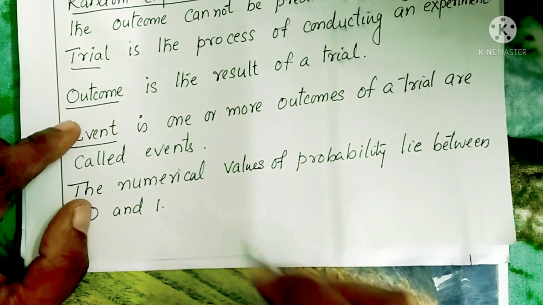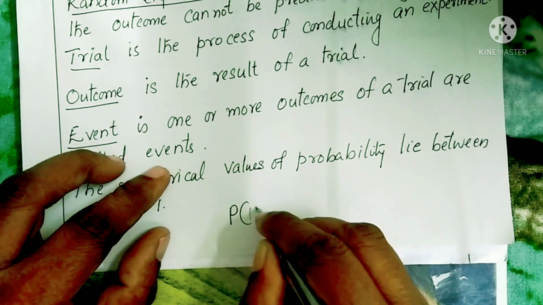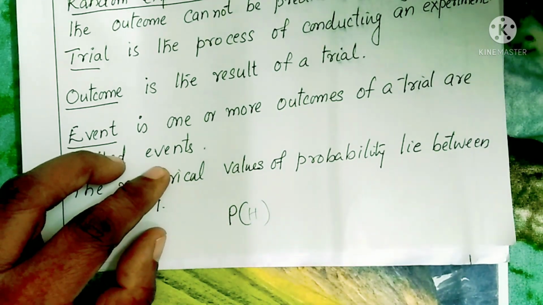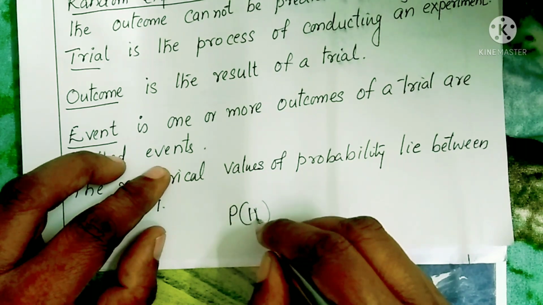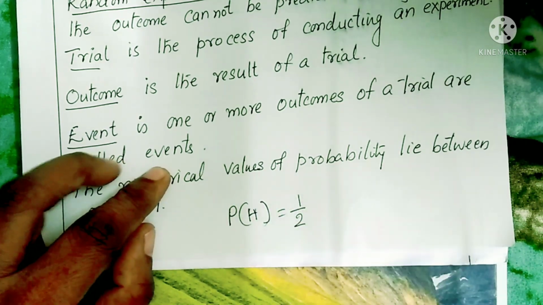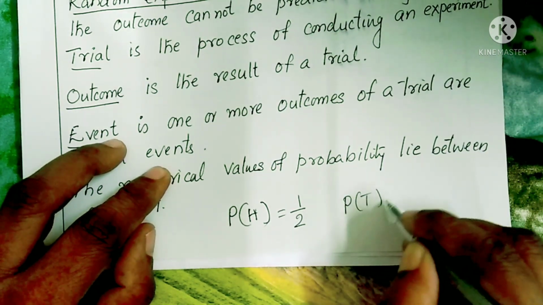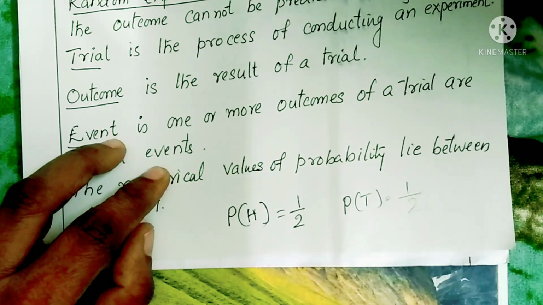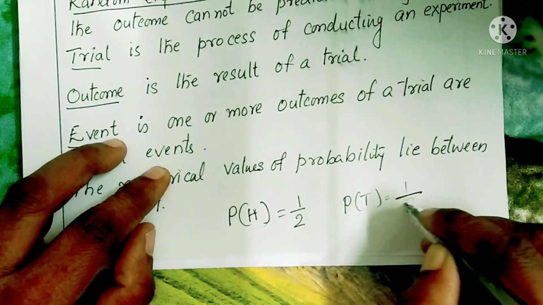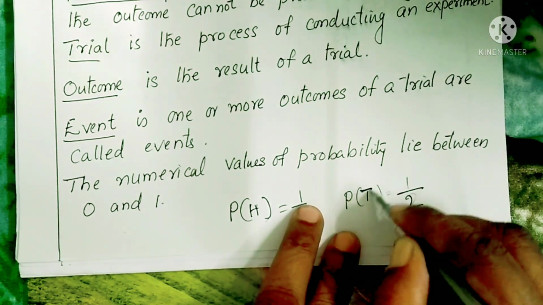So, usually when we show that using numbers, how do you show? Probability of head, P of H, head means H, is equal to 1 upon 2. Similarly, probability of getting a tail is also 1 upon 2. Okay. So, these are the chances of getting this.